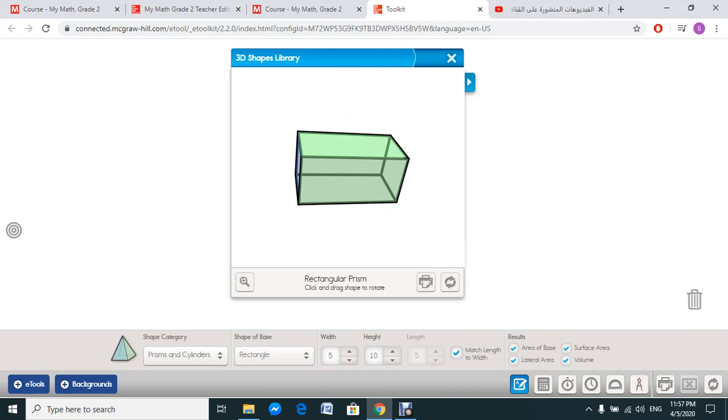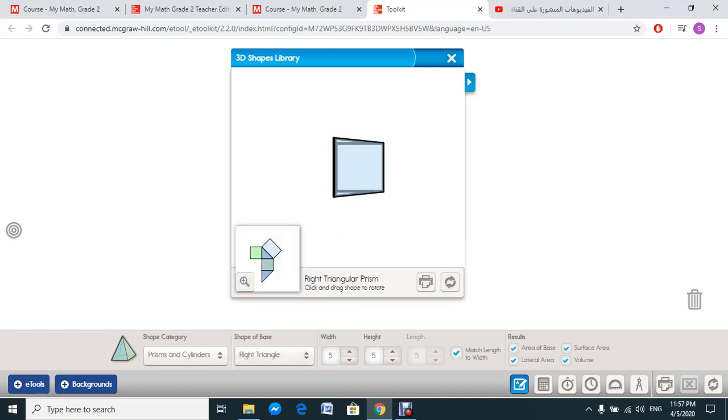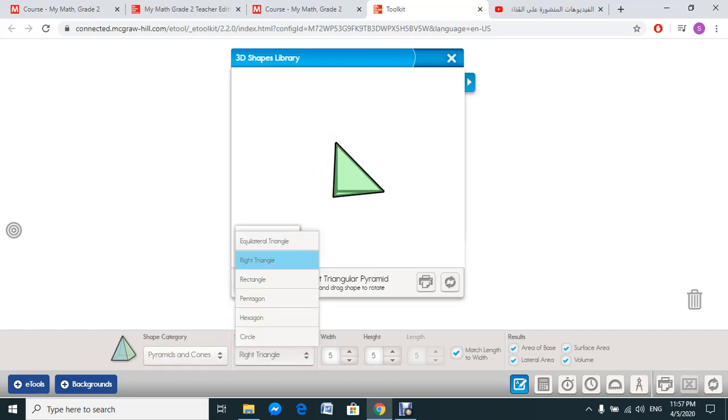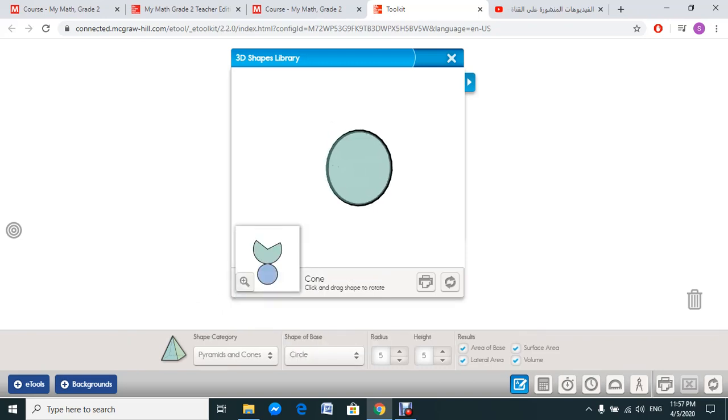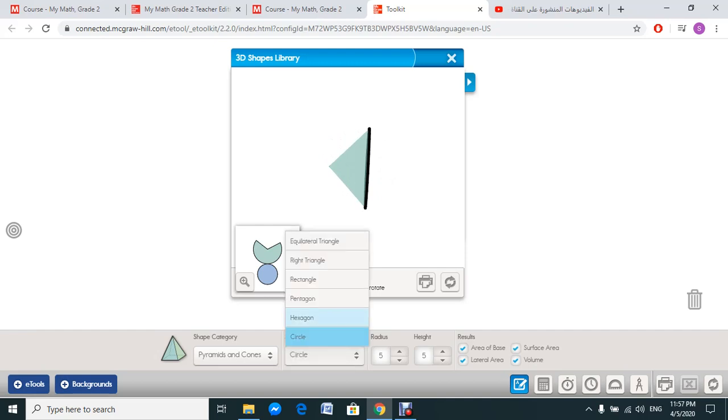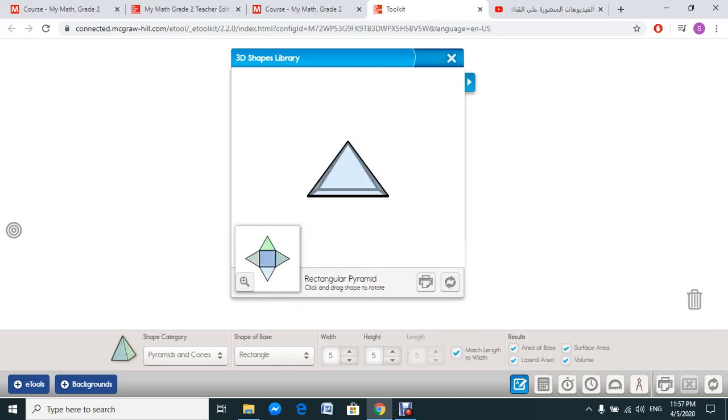Now let's try to see a pyramid. Okay, this shows us the cone, but we want to see the pyramid. So let's try to change it again. Okay, this is the pyramid that you have in your book.